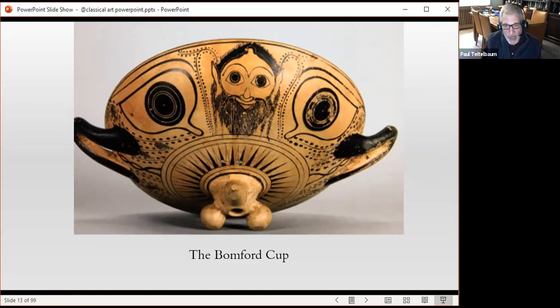And that happened in the context of these drinking parties, which were called symposia, which is the name of one of the famous dialogues of Plato, which takes place in the symposium. So this is a Black figure cup dated to the late Archaic period, and it was surely designed to be used at a symposia where wine and entertainment and sex were enjoyed.